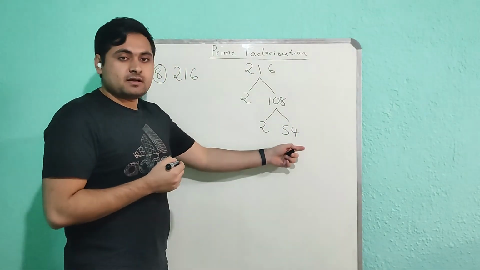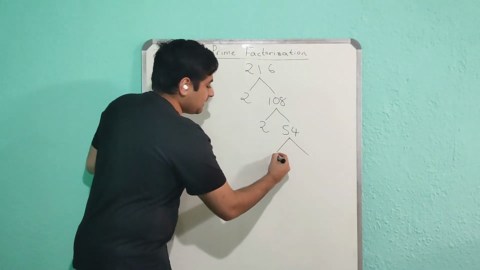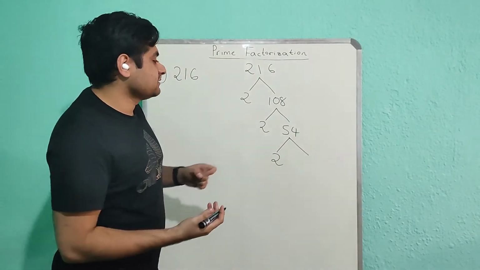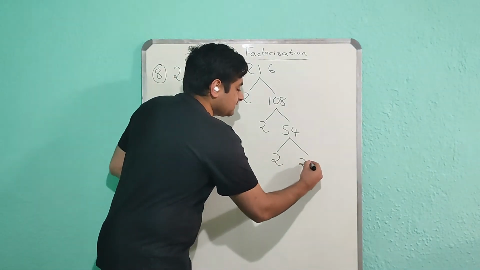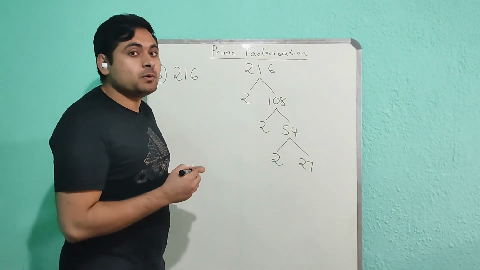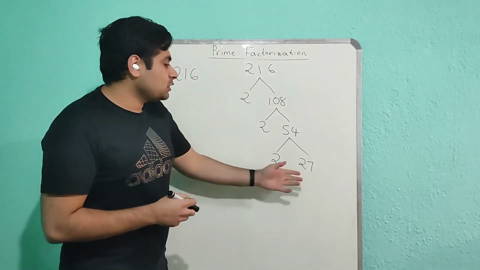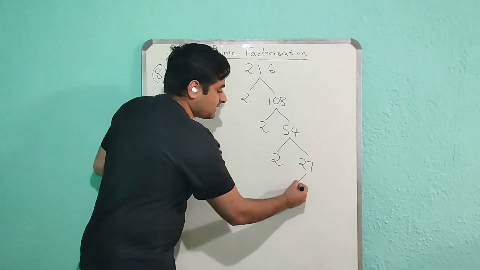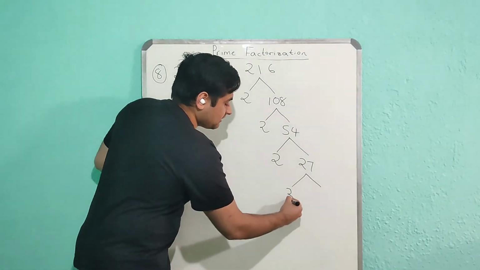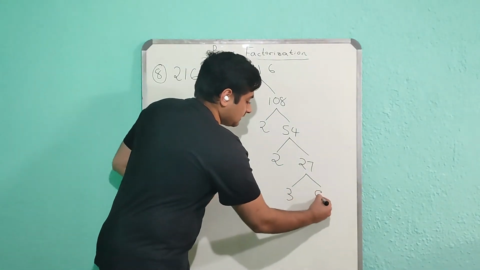Again, 54 is an even number, correct? So therefore it's divisible by 2 as well, right? Because that's the smallest divisor. So what is 54 divided by 2? That's 27, right? But now, when we look at 27, it's an odd number, right? So its divisors are 3, 5, 7 and 9. So what's the smallest divisor? The smallest divisor is a 3. So if you divide 27 by 3, you get your answer as 9, correct?